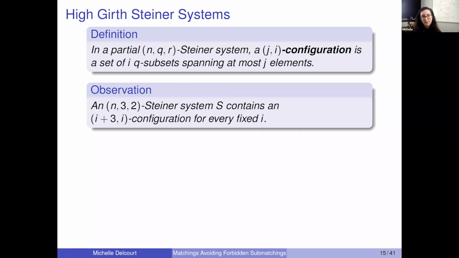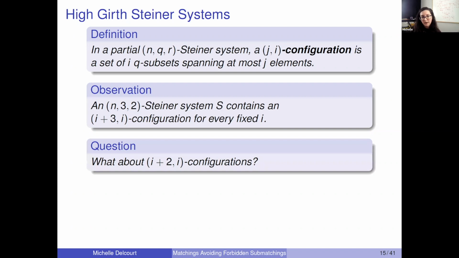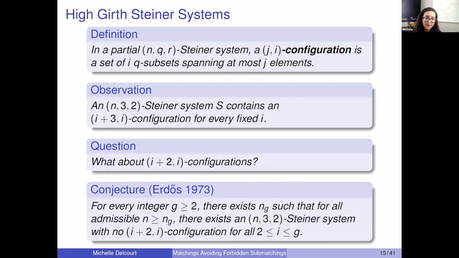Erdős and others observe that for every fixed I, we have a lot of structure. A triple system should have an I plus 3I configuration for every fixed I. And given this observation, Erdős asked a question, well, what about I plus 2I configurations? What exactly is going on here? So Erdős conjectured that for every G, there should be some n sufficiently large where we can find triple systems with no I plus 2I configurations for all I between 2 and G.